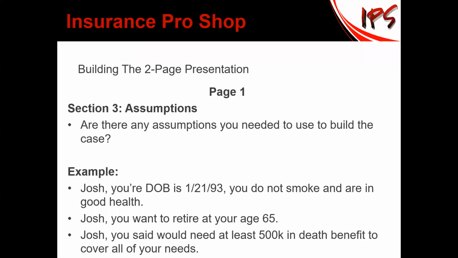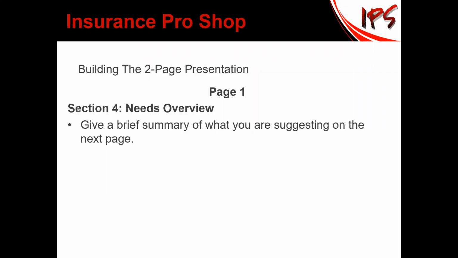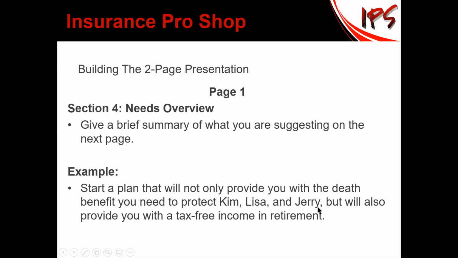Which brings me to the last section, section 4, and that's going to be the needs overview. All this is a brief summary of what you're suggesting on the next page. It's letting them know, hey, this is basically what we're going to do. We're going to show you all the numbers on the next page, but this is what we're going to do for you. So an example is we're going to start a plan that will not only provide you with the death benefit you need to protect Kim, Lisa, and Jerry, but will also provide you with tax-free income in retirement. So we're telling them that we have a plan that's going to give you the death benefit you need, which is the primary objective, but it's also going to provide you with some tax-free income, the secondary objective.